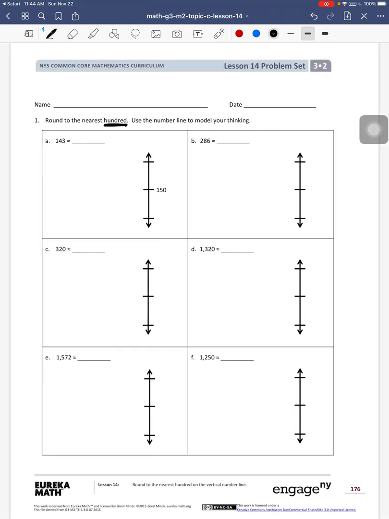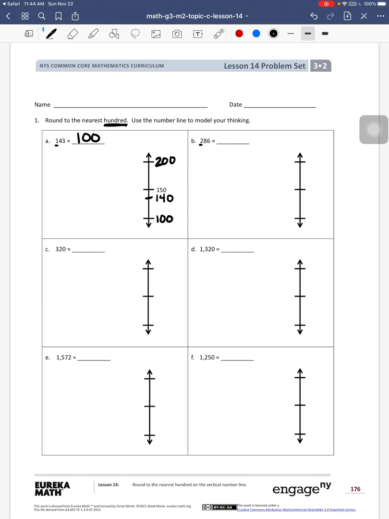Now it's time to check our problem set. Round to the nearest 100. Use the number line to model your thinking. All right, so 143, I see 1 is the first number, so that would be 100 on our number line. And 100 more than 100 would be 200. And we have 150 in the middle. Where would 143 land on our number line? That's right, between 100 and 150, but it's closer to 150, so I'm going to write that number right here. So 143 is going to round to, that's right, 100.